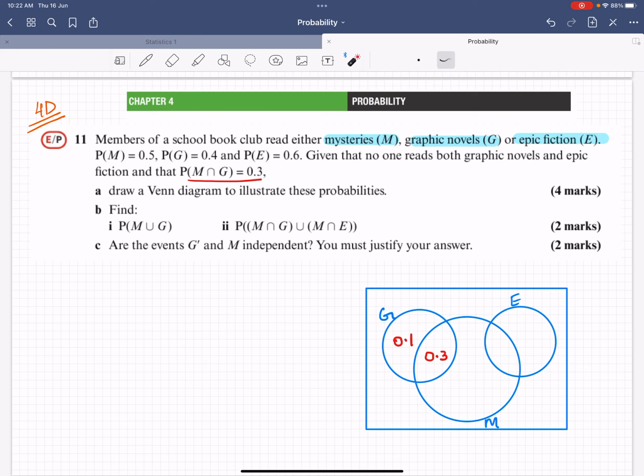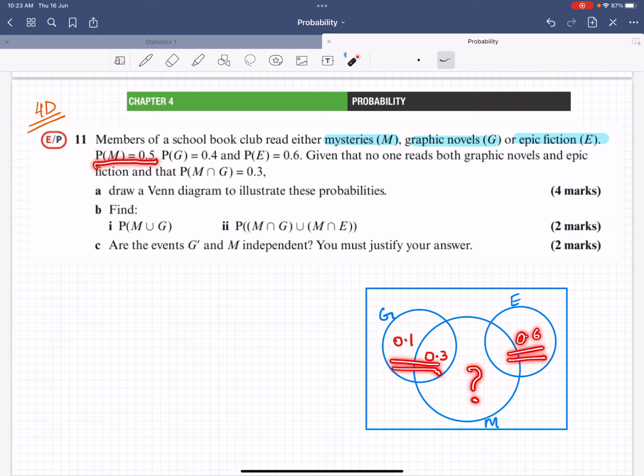Next we see that probability of E is 0.6. So this whole circle is 0.6. Now we know that the total probability in a Venn diagram has to be 1. So if this circle is 0.6, and this circle is 0.4, then that takes care of the total 1 probability, which means that there is no value left for only M, which is not possible because we have probability of M as 0.5, which is given here.